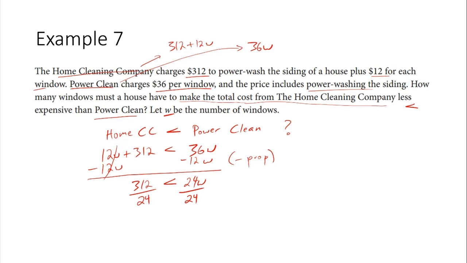Let me grab my calculator because I'm a little out of it right now. 312 divided by 24 is 13. So we got 13. 13 what? We're talking about windows. So we used the division property up here to get rid of a multiplying 24, the coefficient for that variable. And then the symmetric property was applied here so that we can flip it around. So what does that mean in context?